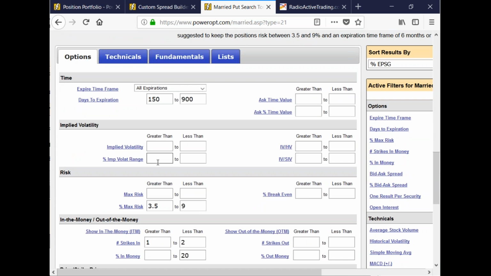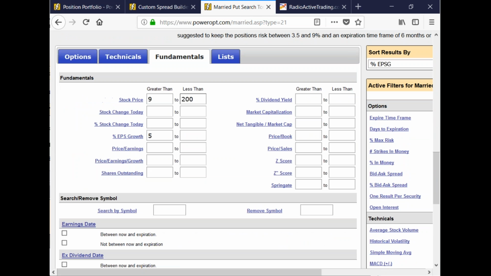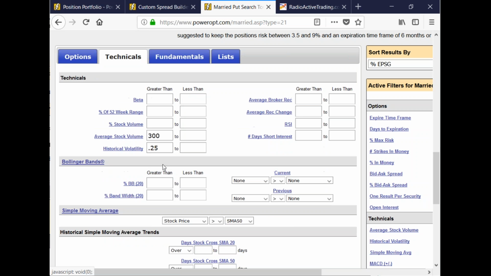So when I'm opening the married put, Fernando, yes, I'm going to put in my criteria. I want this risk to be less than about 7.5%. Now, fundamentals to me, I need the stock to be in a certain price range based on my account size and what positions I already have open. I do look for stocks that have an earnings per share growth of at least 5%. And of course, I may look for a market cap of, let's say, mid to large cap stocks as well.